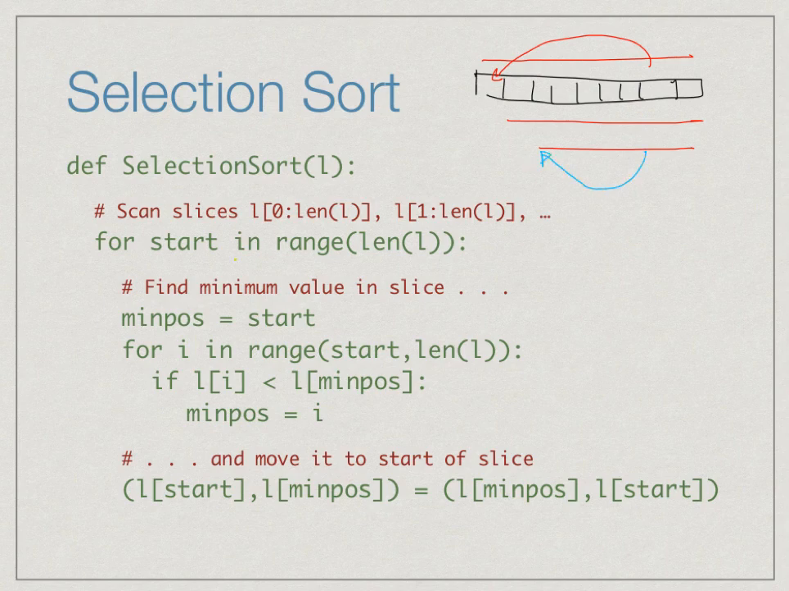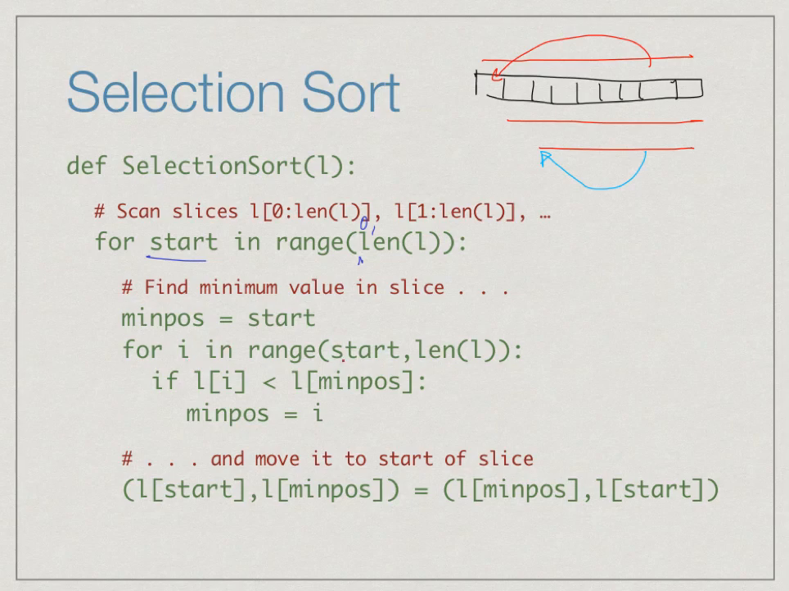Right? So we have the starting points of each scan. The starting point initially starts at 0 and then it goes to 1, 2, up to the length of L minus 1. So for the starting values from 0, implicitly this is 0, remember, right? 0 to the length of L minus 1. We first need to find the minimum value. So we assume that the minimum value is at the beginning position of the slice. So we set the minimum position to be the starting position. Remember, the starting position is varying from 0 to the length of L minus 1. So in each slice, the starting position is the first position in the slice we are currently looking at.